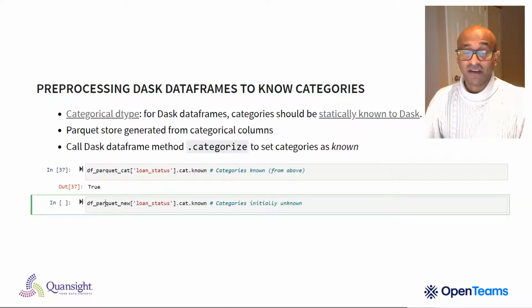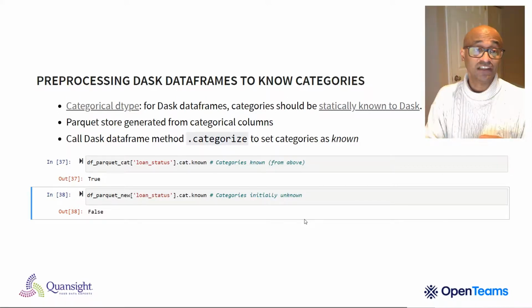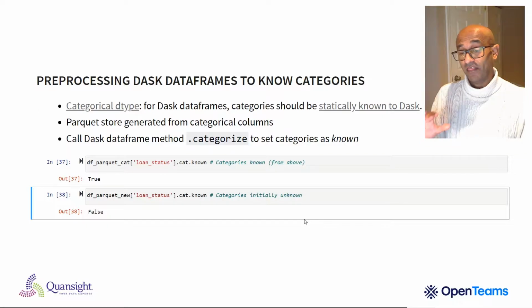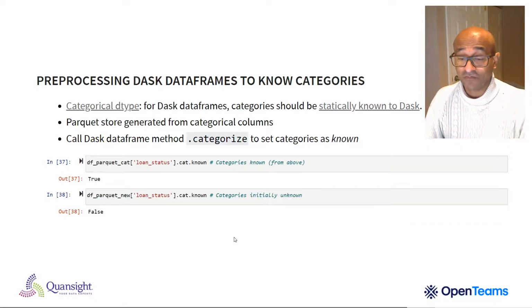If I look at my new data frame, df_parquet_new, that same attribute is false, even though we stored those using that categorical type. That's because until I actually load these things from disk, it isn't known which categories are in which partition. Each partition is going to have its own, just as we saw before; not all of the categories are going to occur in every chunk.